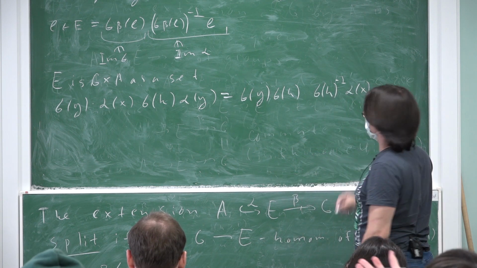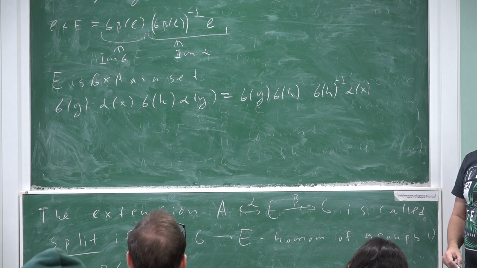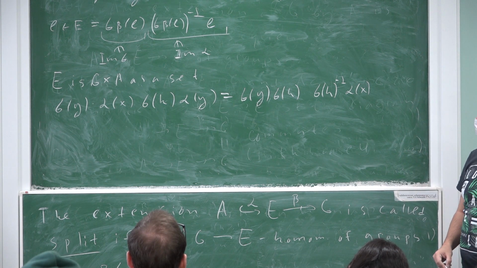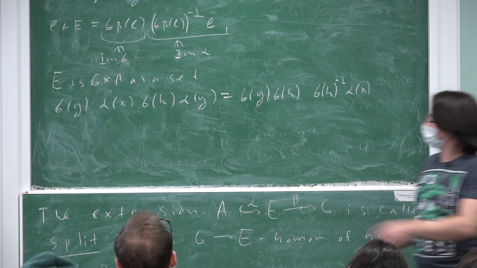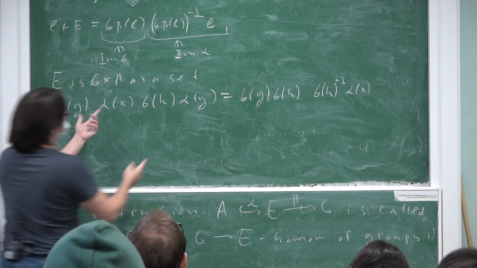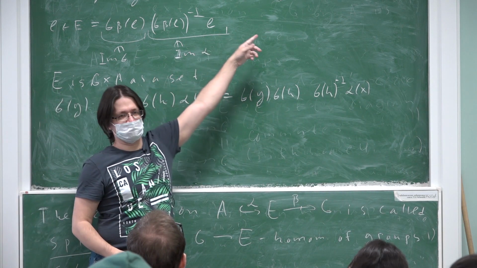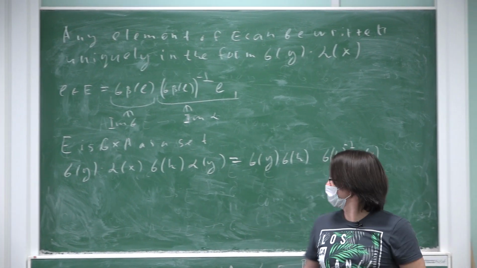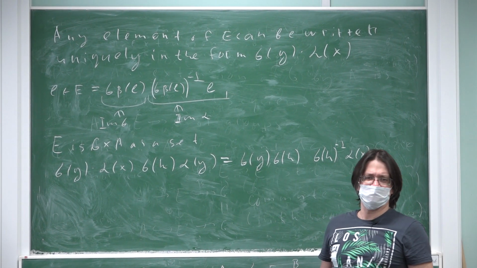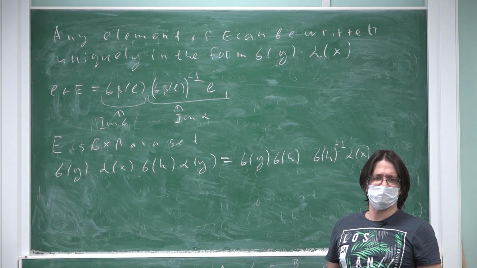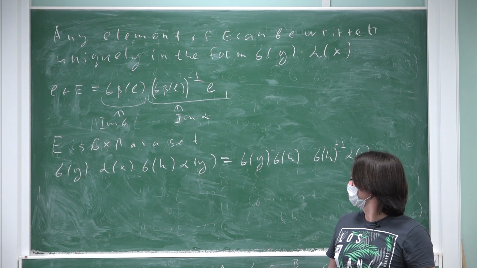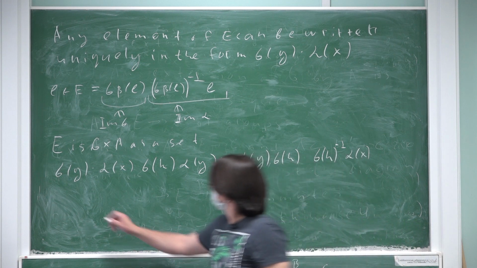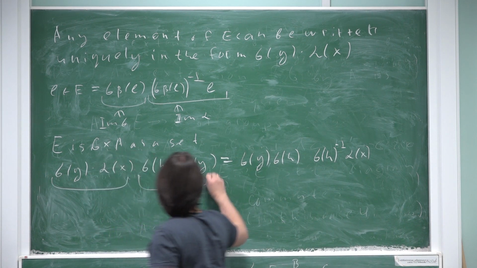Sorry, can you explain the first? What do we do right now? So we have an element. We want to multiply and again write it in this form: sigma of something, alpha of something. So it's two elements of E. First, sigma of G times alpha of X is the first element of E, and we multiply it by another element of E. Yes.